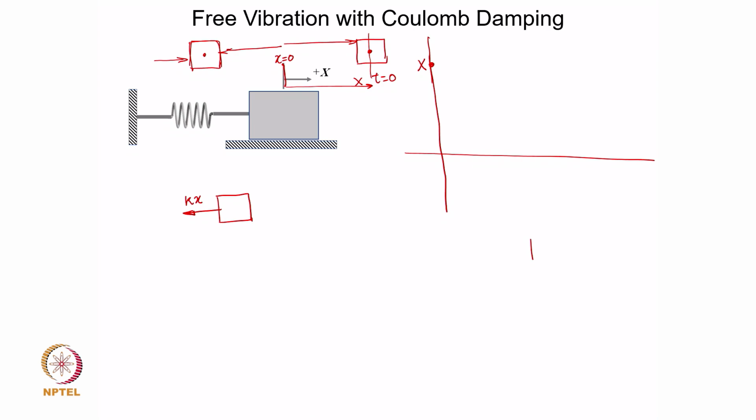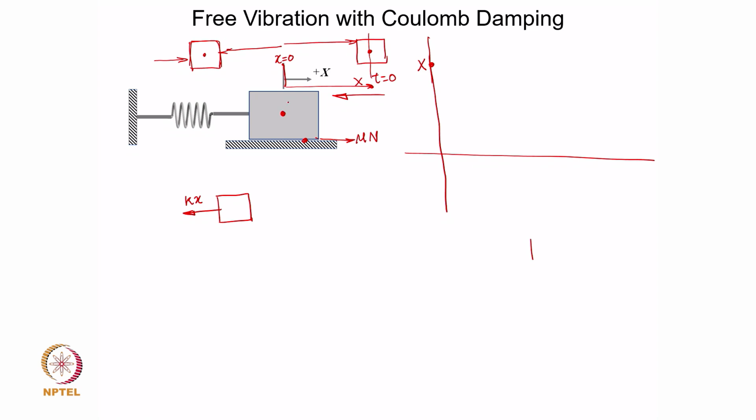Okay. So, during its travel from this point on the right side, kx is going to act rightwards, but because the motion is happening towards the left side, at the interface the friction force will act opposite to the direction of motion. So, the friction force on the body is going to be mu times the normal reaction.